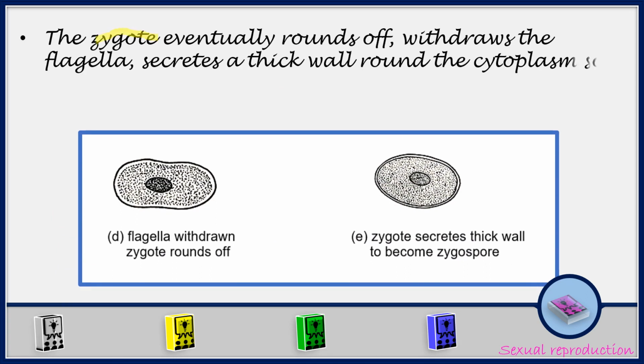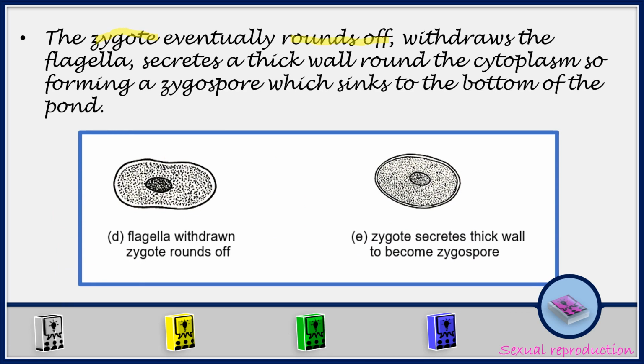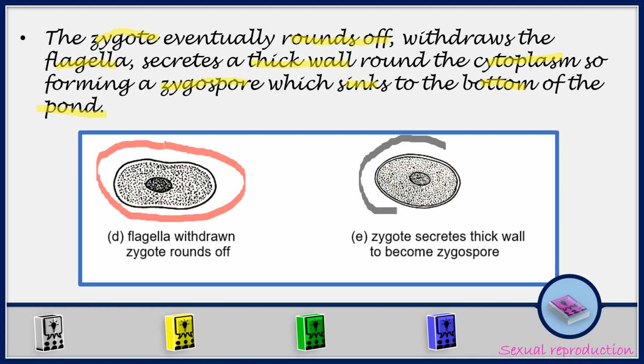The zygote eventually rounds off, withdraws the flagella, secretes a thick wall around the cytoplasm, so forming a zygospore, which sinks to the bottom of the pond. So now we have formed a zygote. This zygote which we have formed here withdraws its flagella. The zygote rounds up, and when it rounds up, we are going to get a structure like that.